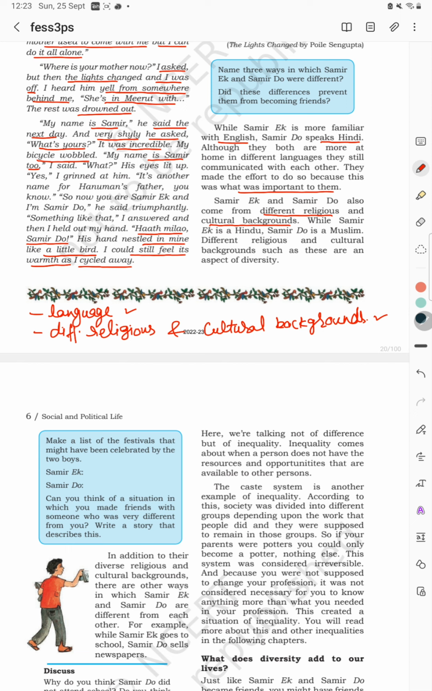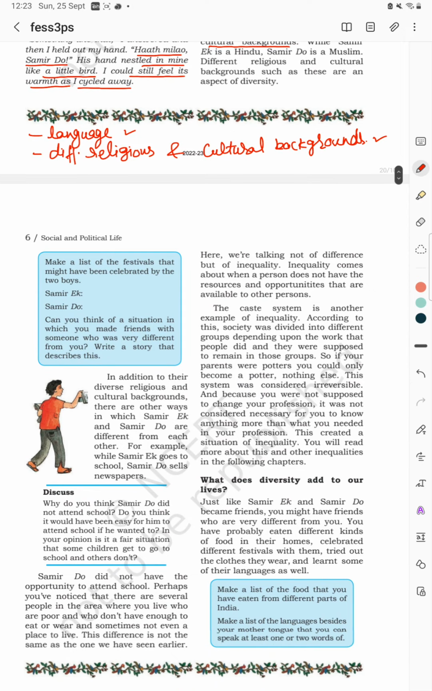So from the above conversation between Sameer Ek and Sameer Do, we have seen both were from different religious and cultural backgrounds. They speak different languages at their homes, but yet they have communicated with each other. So we can see diversity here. In addition to their diverse religious and cultural background, there are some other ways in which Sameer Ek and Sameer Do were different from each other.